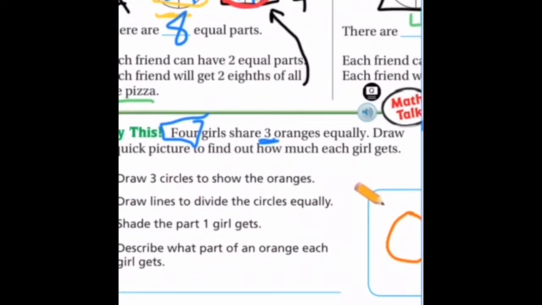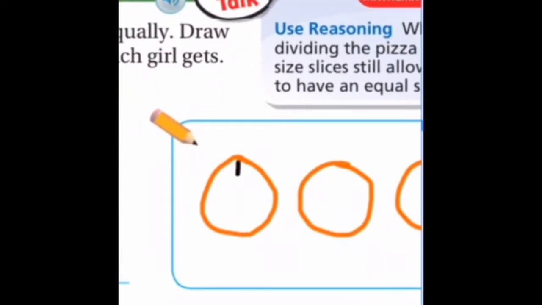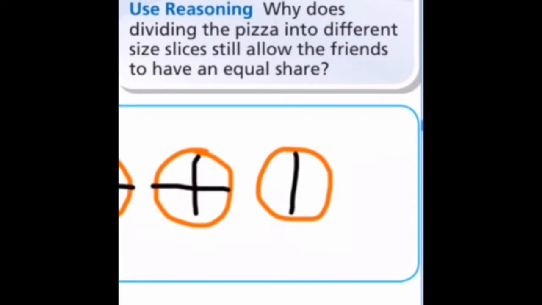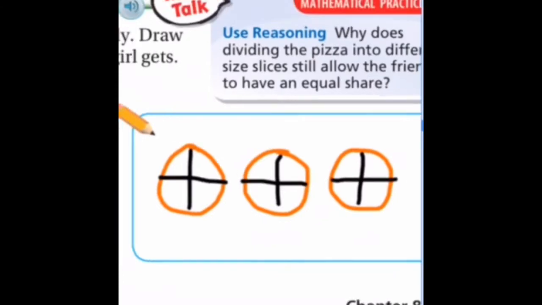Next, draw lines to divide the circles equally. Okay. So we have 4 girls, and each orange is going to be divided into 4 equal parts. Okay. 4 equal parts because we have 4 girls. So I have 3 oranges. Each orange is divided into 4 parts.